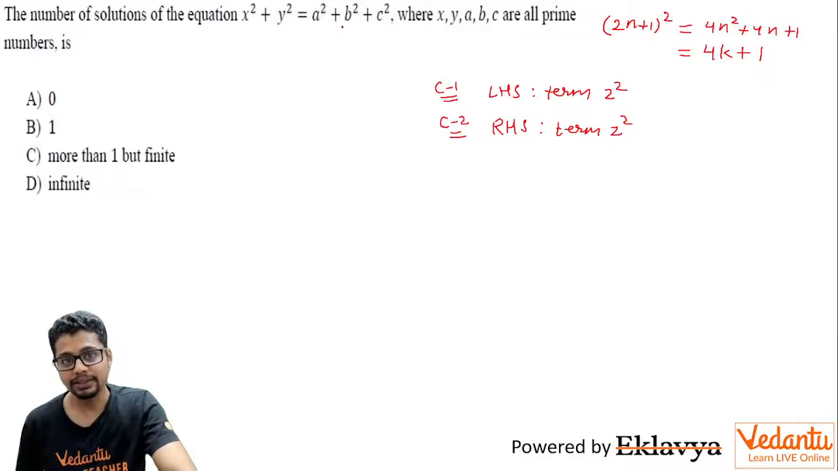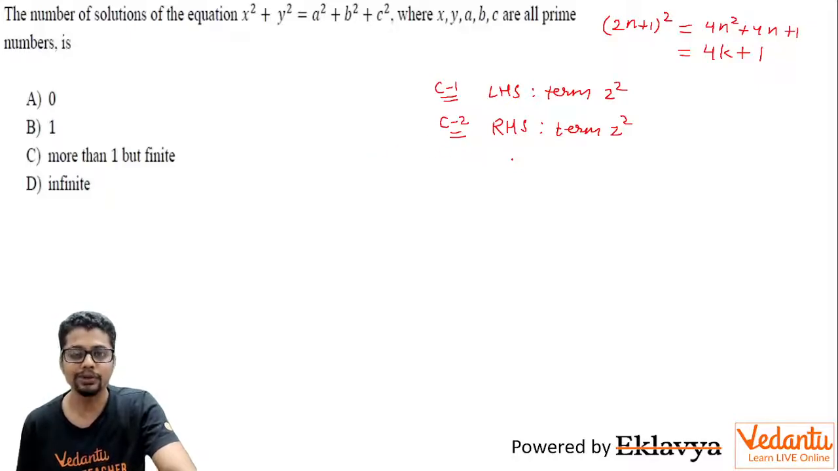So that means exactly one of these 3 terms, a square, b square or c square, should be 2 square, and the rest 2 should be squares of odd prime numbers, so that on the right hand side also, when you divide it by 4, the remainder is 2. Now this is a necessary condition but not a sufficient condition. If both sides when divided by 4 give remainder 2, then they can possibly be equal.